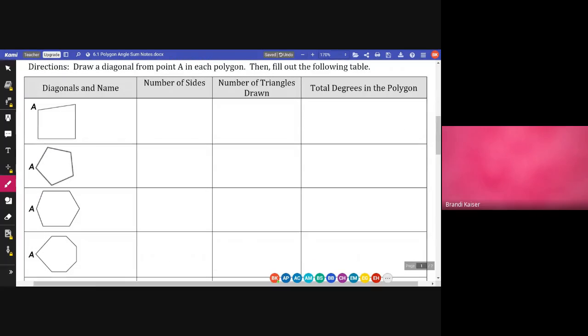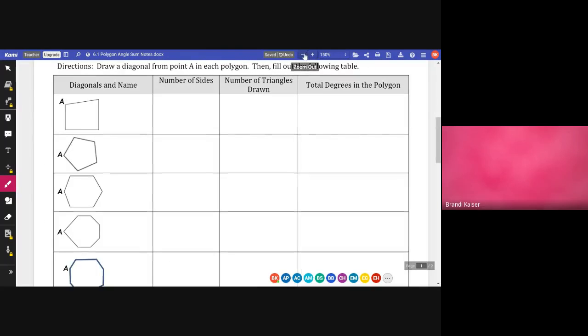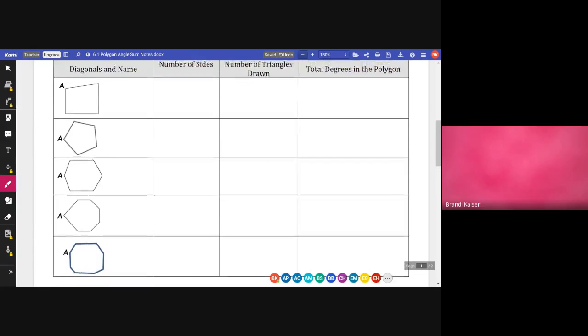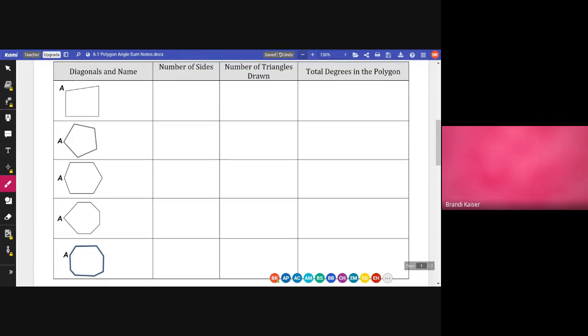All right, the next thing we're going to do, I'm going to zoom out a little bit here to try to get the whole table on. We're going to take a look at some basic polygons and talk about side lengths and diagonals and different names and what all of it means together.